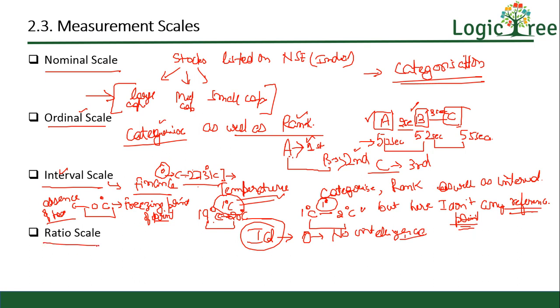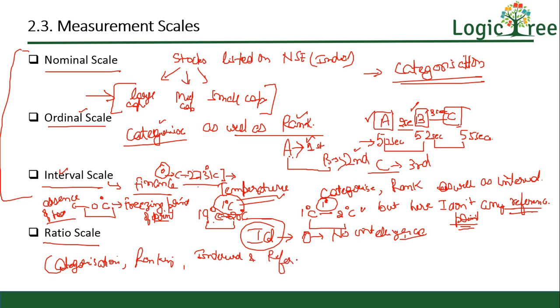Now next is the ratio scale. Ratio scale consists of all the properties of the above, that is categorization, ranking, interval, and it also has a reference point. So if I say a stock generated a return of 0%, it simply means the stock has reported 0 profit. So a 0 means 0. That is a simple concept you guys can revise.